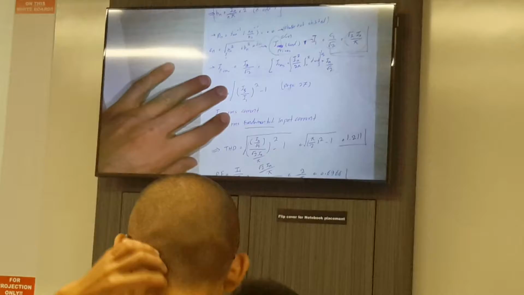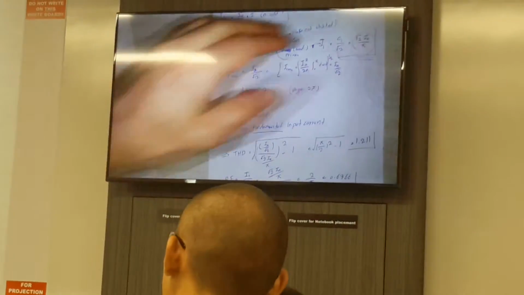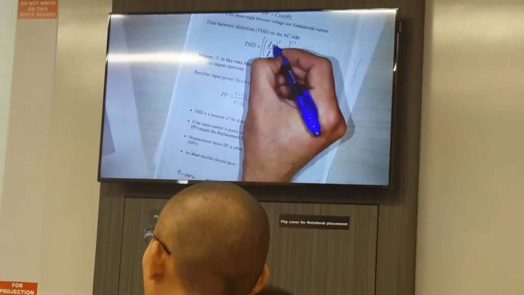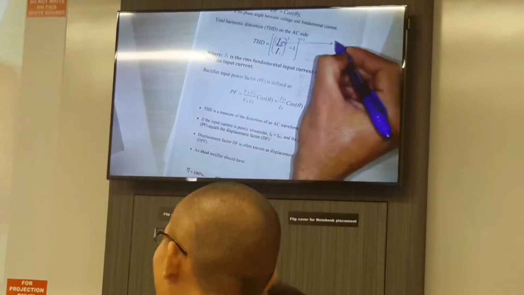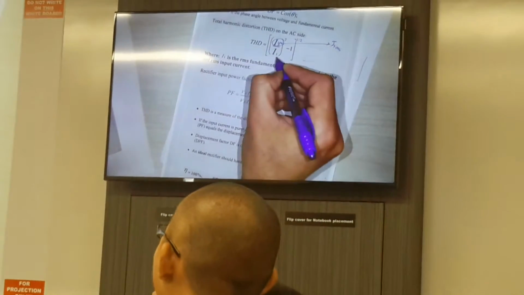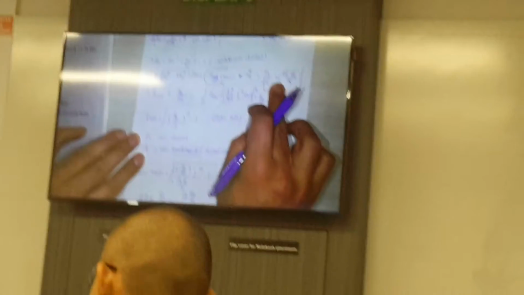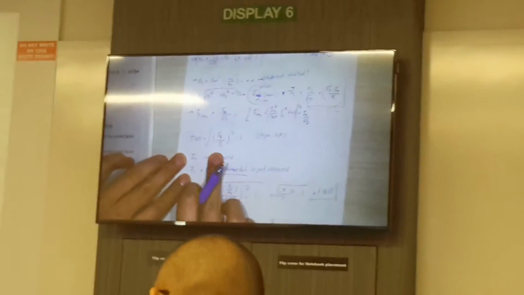Because of this, I showed you that since I wanted to calculate the THD, I needed IS, which is IRMS, and I fundamental. I have calculated the I fundamental here and the IRMS. So now we can calculate the THD by just substituting the values. You can see that I have substituted the values, and at the end THD is 1.21.